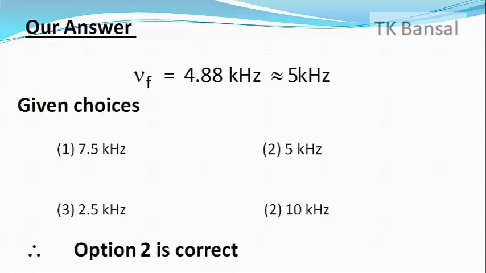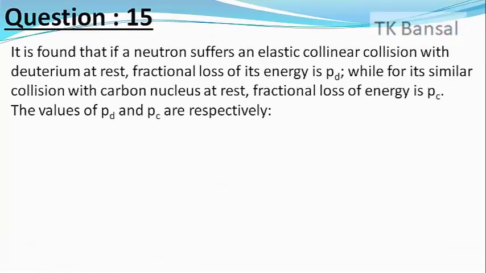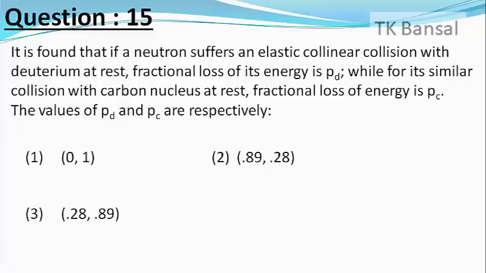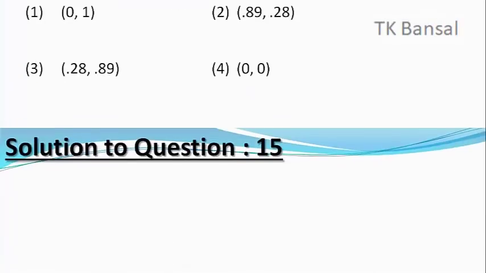My next question is, it is found that when a neutron suffers an elastic collinear collision with a deuterium at rest, the fractional loss of its energy is Pd, while for its similar collision with a carbon nucleus, the fractional loss of energy is Pc. The values of Pd and Pc respectively are. The choices are 0 and 1, 0.89 and 0.28, 0.28 and 0.89, and 0 and 0.